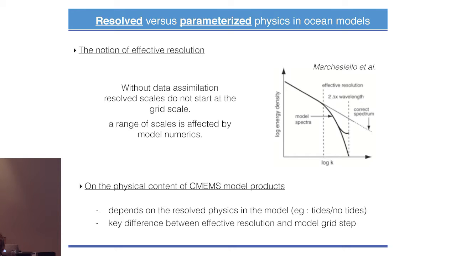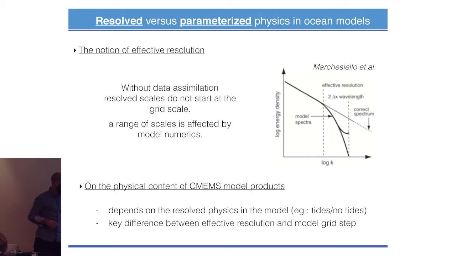So we define what we call the effective resolution of the model. That's the scale starting from which you can actually see and describe the evolution of the scales. So what I wanted to say here is that in a system without data assimilation that feeds energy at small scales in the system, the resolved scales are not actually starting at the grid scale. And that's basically what I'm saying here. And this has implications in terms of what you find in CMEMS products.